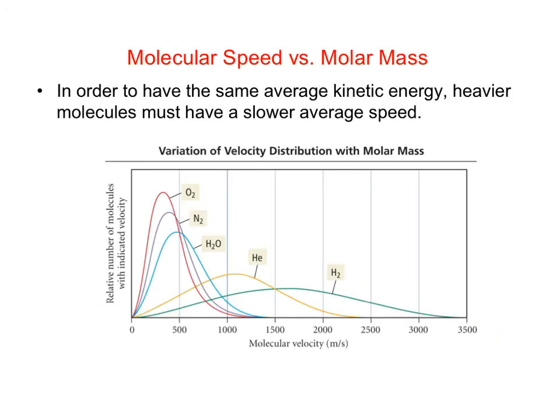If I look at the distribution of the velocities of a number of different gases at the same temperature, and I should point out these are all at the same temperature, we can see that they don't have the same average molecular velocities. The lighter gases like hydrogen have a much faster average velocity than the heavier gases like oxygen and nitrogen. And that's what we would expect based on the kinetic molecular theory.